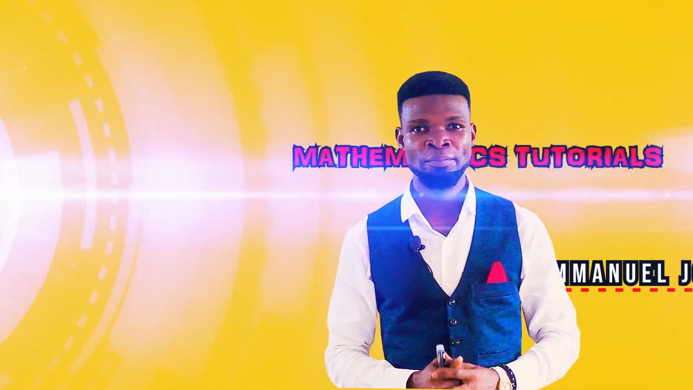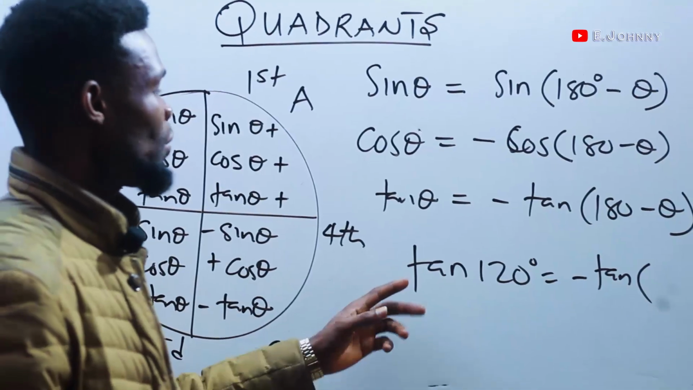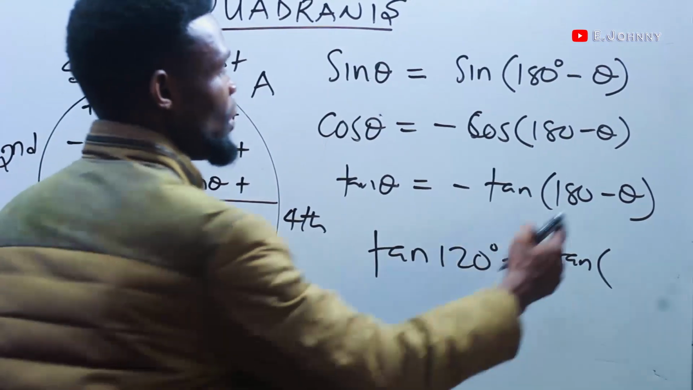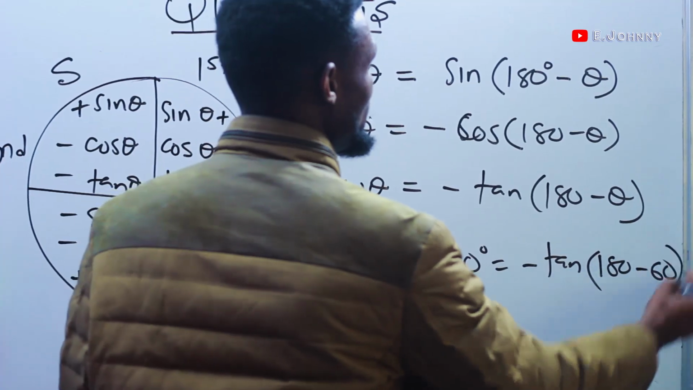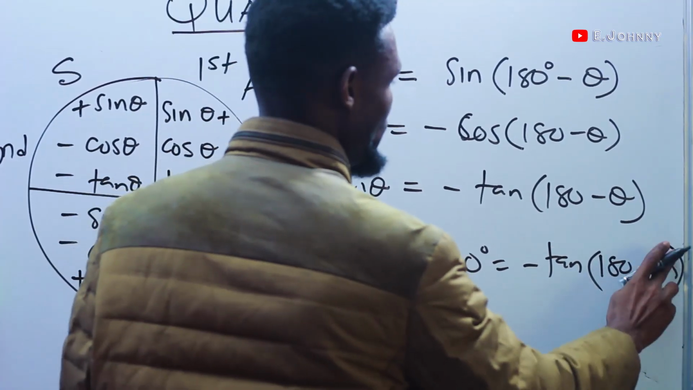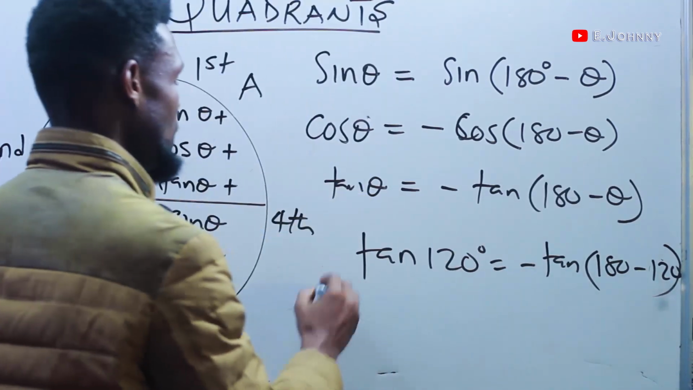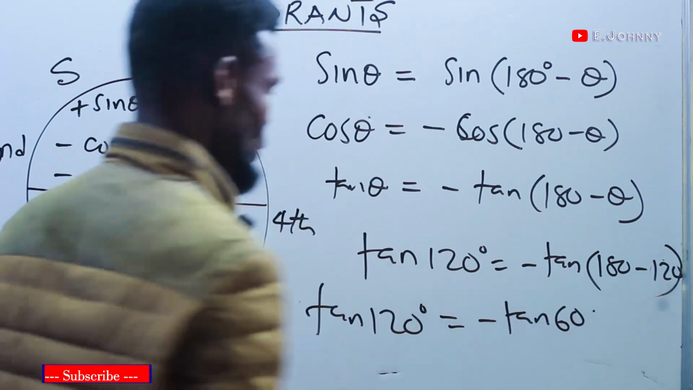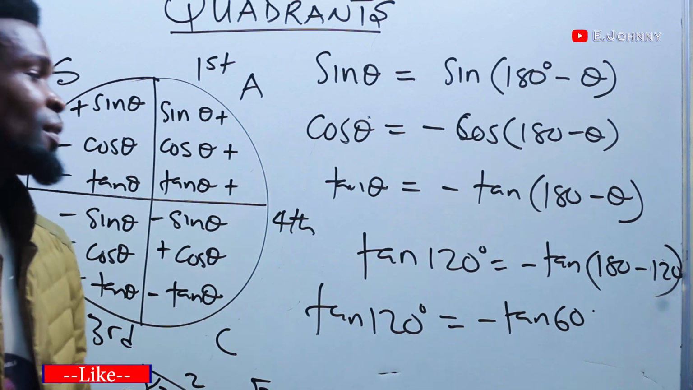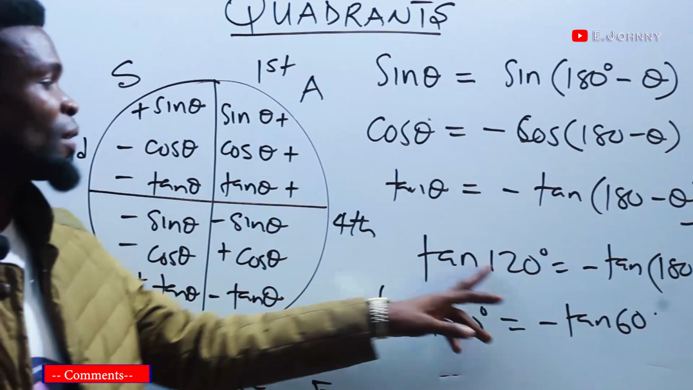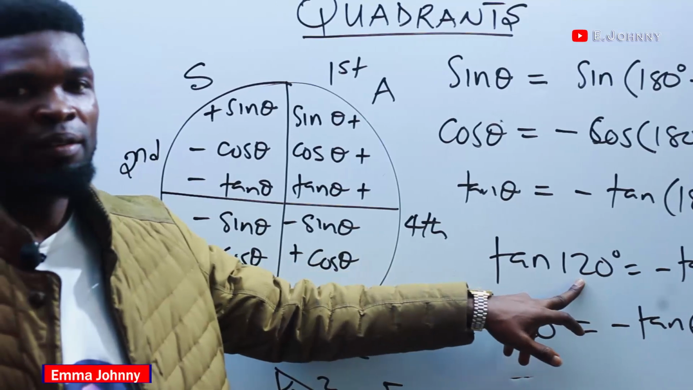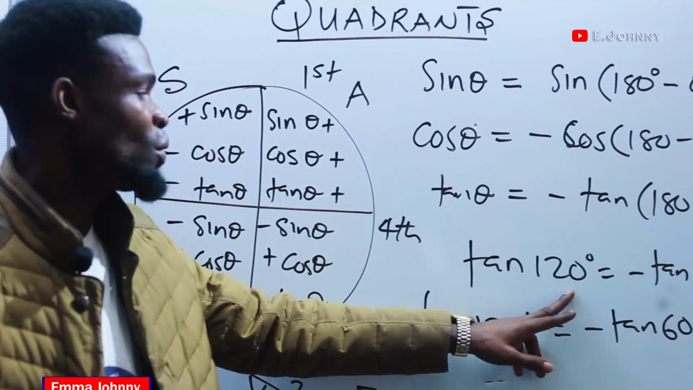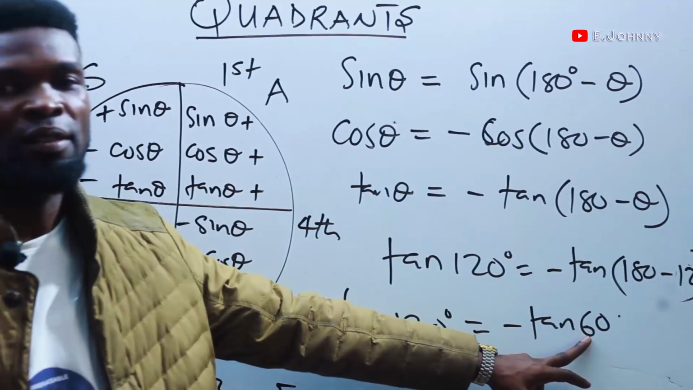Mathematics tutorial with Johnny. Whenever we have tan 120 degrees, it is equal to minus tan of (180 minus 120) degrees, so that tan 120 degrees is the same thing as minus tan 60 degrees. So if I'm working in mathematics and I have tan 120, and 120 is not a special angle, we have to find a way to get it. So we use this identity. That means tan 120 is the same thing as minus tan 60 degrees.